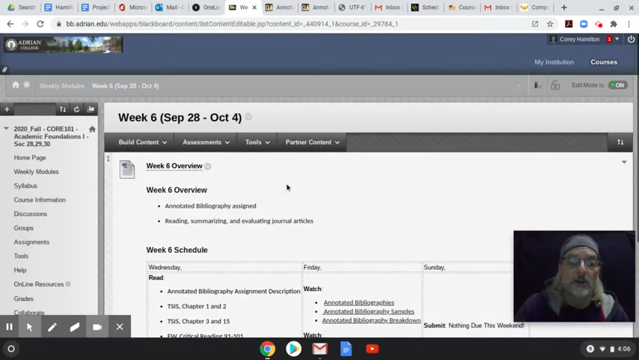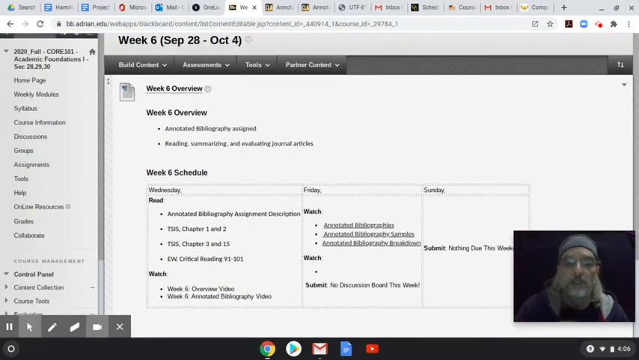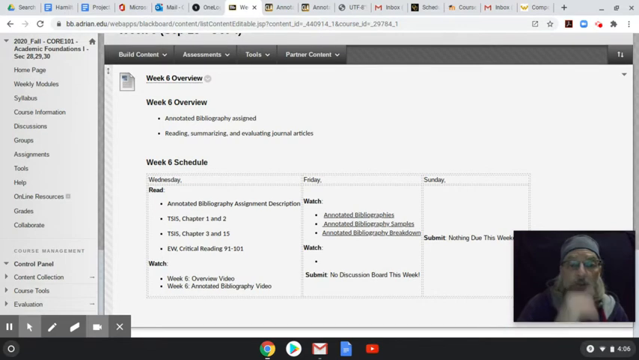All right, so we're going to learn about annotated bibliographies in those next two videos: the difference between what we just did and what the term annotated bibliography means, to summarize, to evaluate, and to reflect or state its relevance, as it says on the assignment description. Again, it's due not this weekend, it's due the following weekend. So we've still got some time.